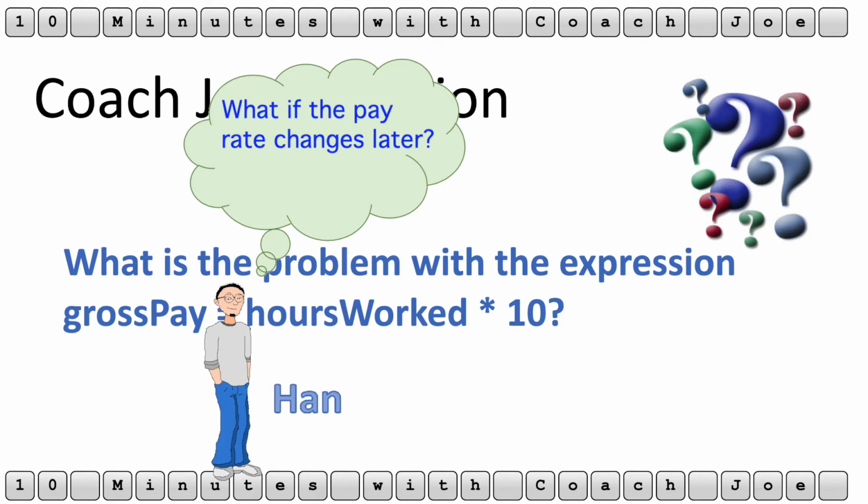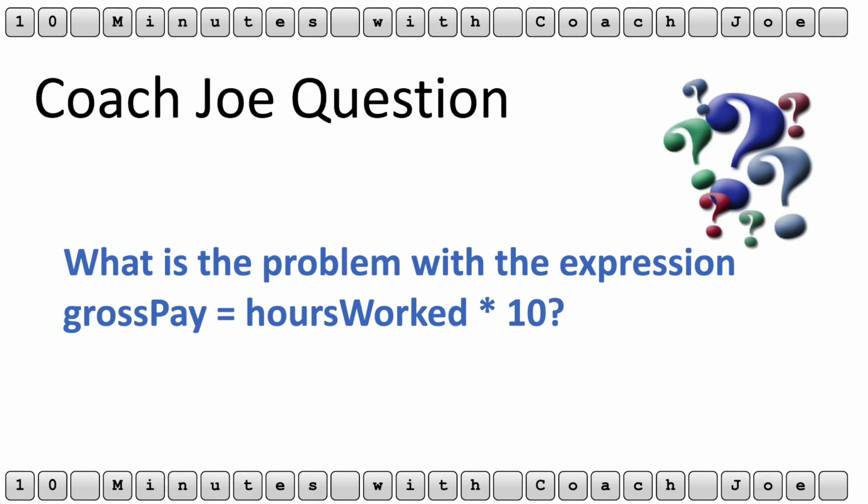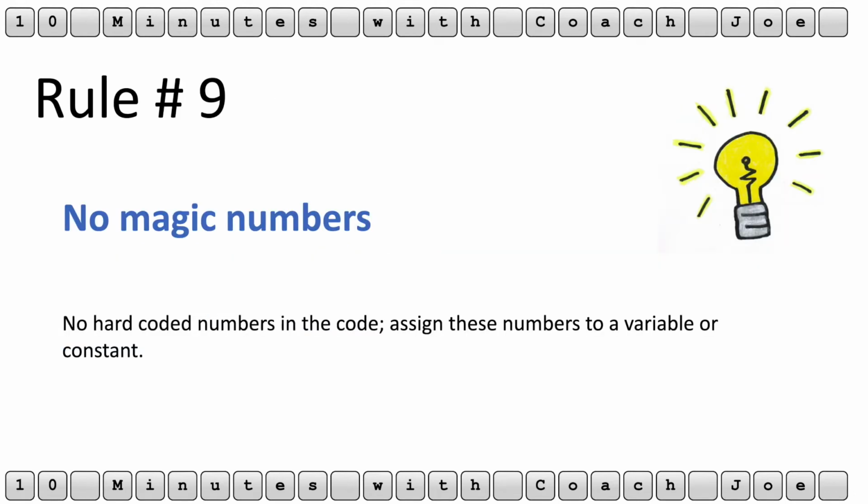Good observation. What if the pay rate changes in the future? Now you have to go into the code and change this value. Coach Joe rule number 9 states no magic numbers. Do not hard code numbers in the code. You should assign that value to a variable or a constant. The code will be easier to change and easier to read.